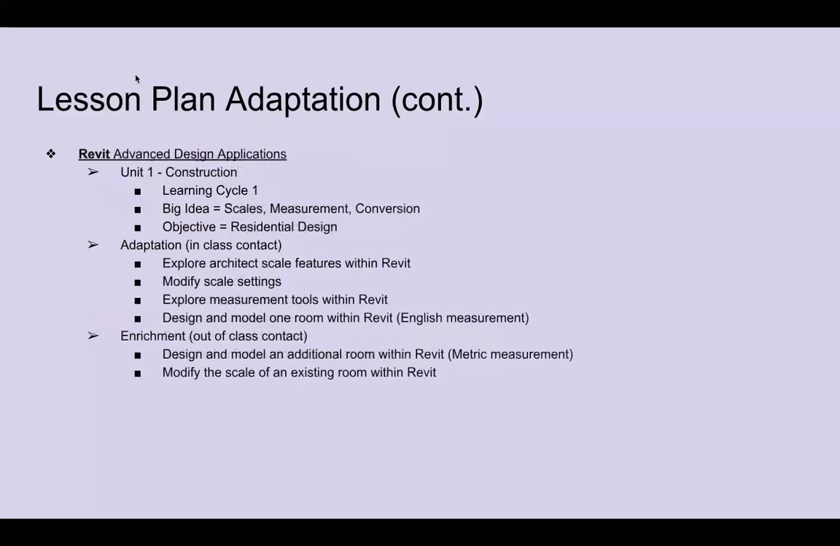And then Revit. If we look at Advanced Design Applications under Unit 1, construction, that's Learning Cycle 1, the big idea of scales, measurement, and conversion. The objective is residential design. We explore architectural scale features within Revit, modify scale settings, explore measurements, and then design and model one room with Revit, using standard measurement. Then for enrichment out of class, design and model an additional room with Revit, and then modify and scale an existing room. That's our out-of-class enrichment activity.